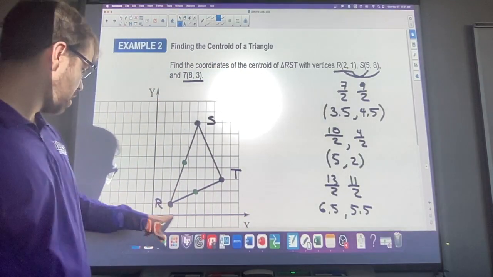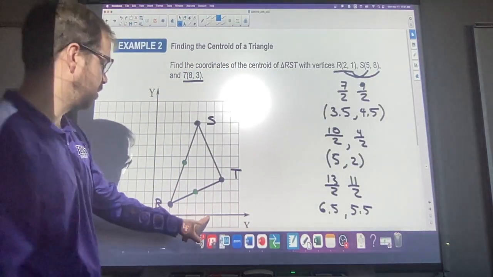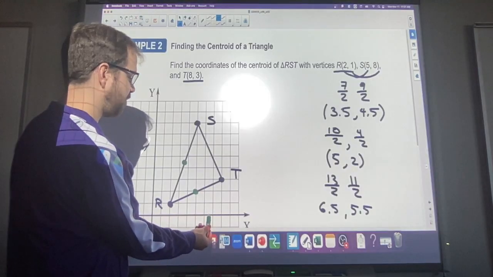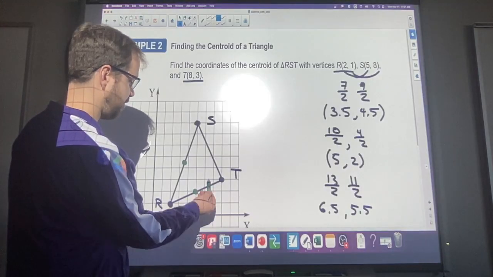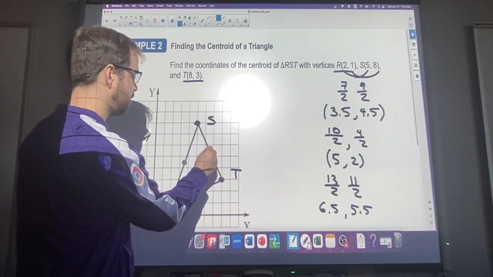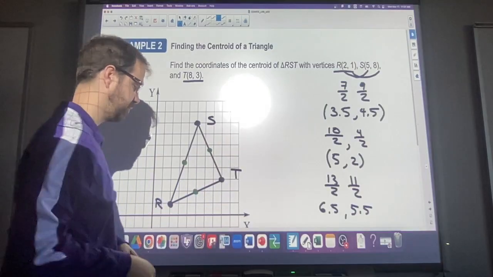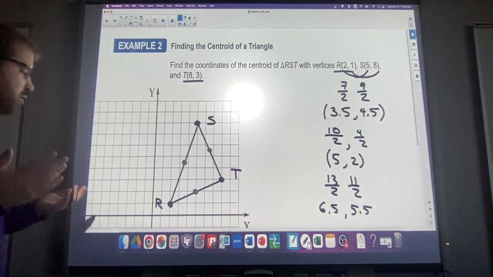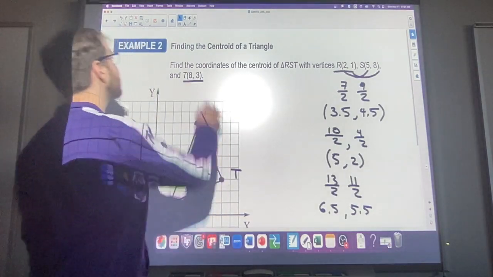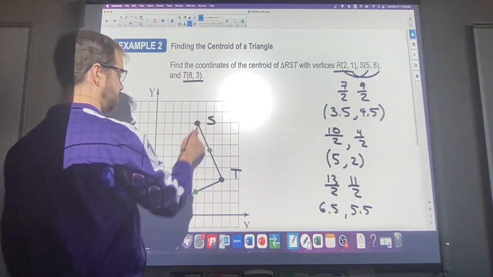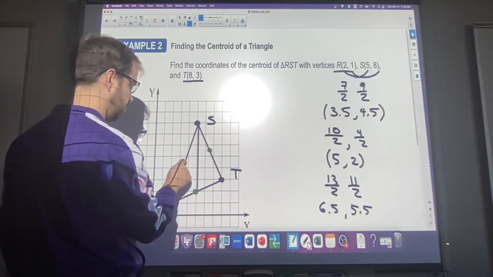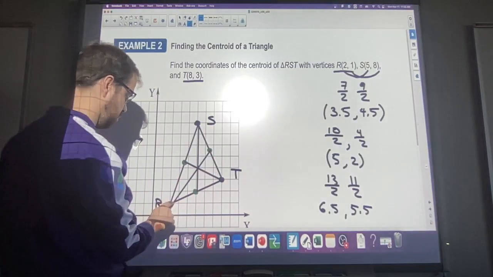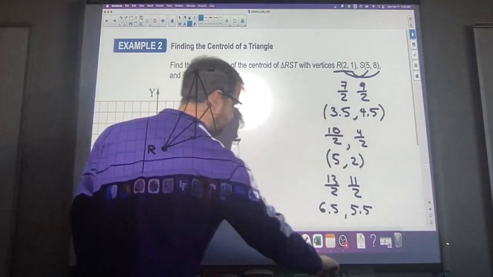So 6.5. So I'm here. And then 5.5. I go up 5.5, and I end up right here. Okay. So 2 of them are in between lines and one's on lines. Just depends. All right, let's connect them to make our medians. Boom, and they line up.